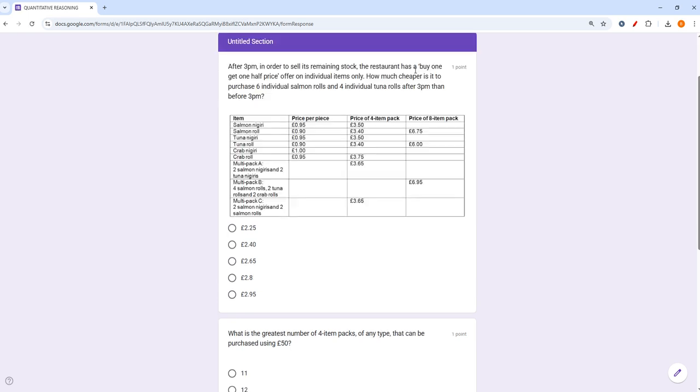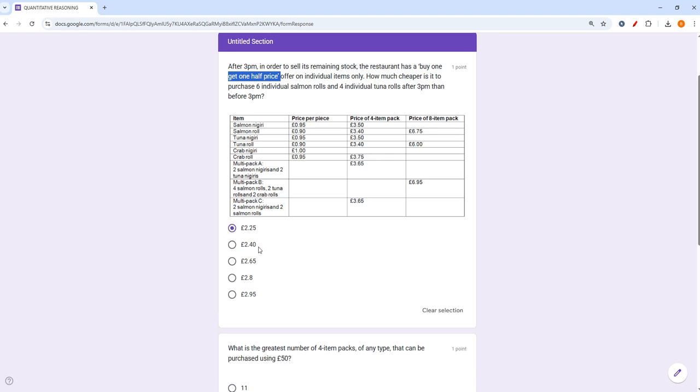After 3 p.m., in order to sell its remaining stock, the restaurant has a buy one, get one half price offer. How much cheaper is it for an individual item? 25%. The rule of thumb is, whenever you see buy one, get one half price, it's always 25%. We're always looking for 25% savings, so the answer has to be a multiple of 25. 2.4 is not a multiple of 25. Neither is 2.65 nor 2.8, so 2.25, right?